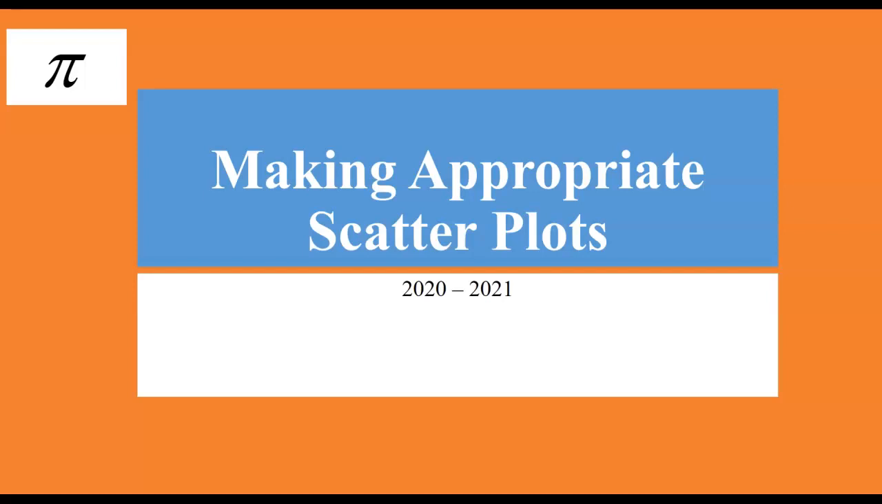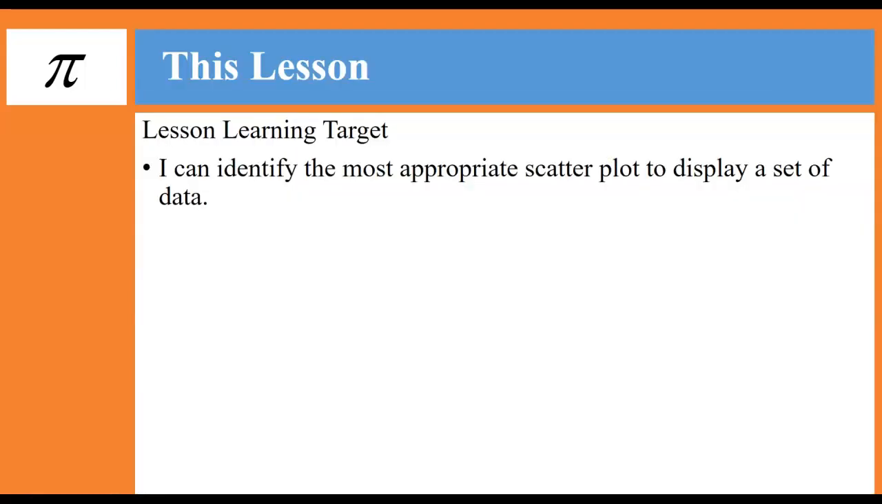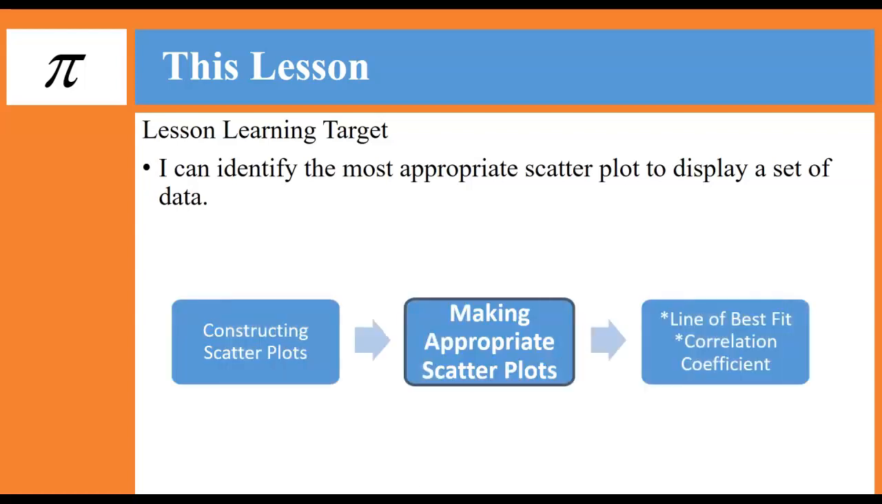Hello, we are going to be making appropriate scatter plots in this screencast. And our learning target is: I can identify the most appropriate scatter plot to display a set of data. So you need to have a good sense of the prior lesson, which was just constructing scatter plots in general, when everything was pretty much set up for you.